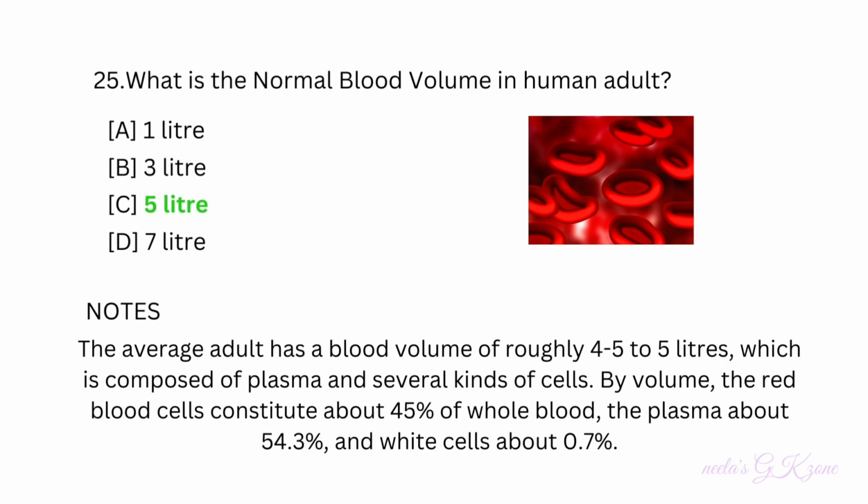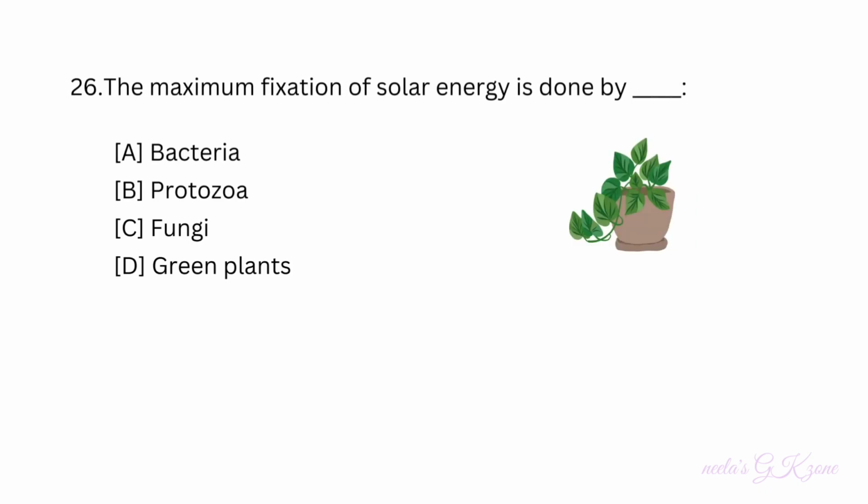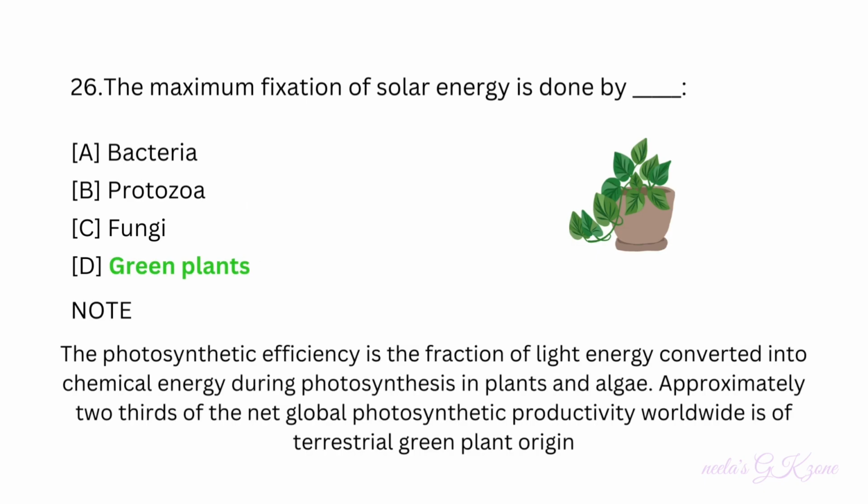Let's see the next question. The maximum fixation of solar energy is done by, options are bacteria, protozoa, fungi and green plants. And the answer is green plants. The photosynthetic efficiency is the fraction of light energy converted into chemical energy during photosynthesis in plants and algae. Approximately two-thirds of the net global photosynthetic productivity worldwide is of terrestrial green plant origin.